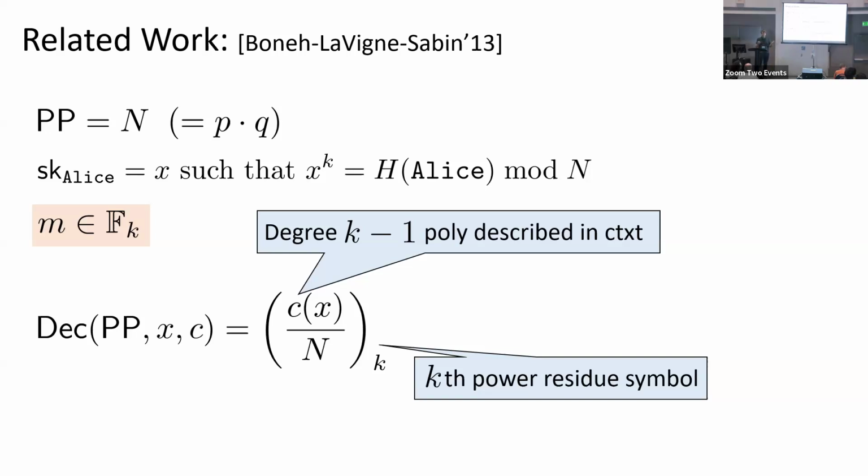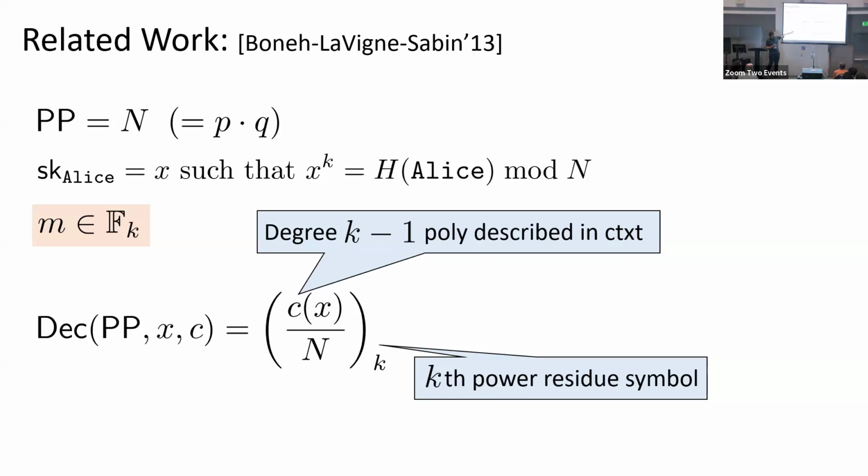They wanted to expand the message space because with Cocks IBE, you only can encrypt one bit at a time. They wanted to see if you could encrypt more information. So they expanded the message space. And decryption, now instead of using the Jacobi symbol, uses a generalization called the kth power residue symbol.